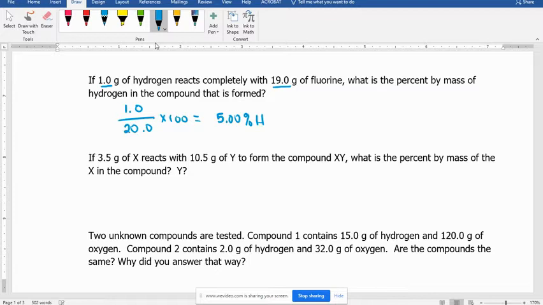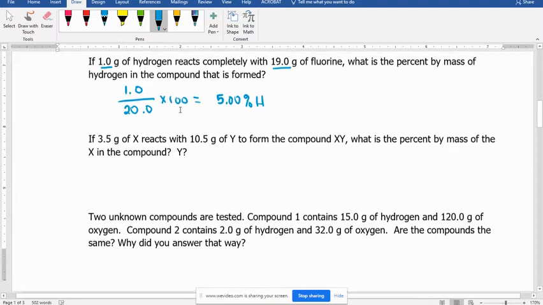Now, you can do the same thing for the 19. If you wanted to figure out the percent for fluorine, you can do the same thing for the fluorine. You could put 19/20. Or since there's only two things here, you could also subtract this 5% from 100, and then that would give you your percent fluorine. It would be 95% fluorine by mass. Okay?